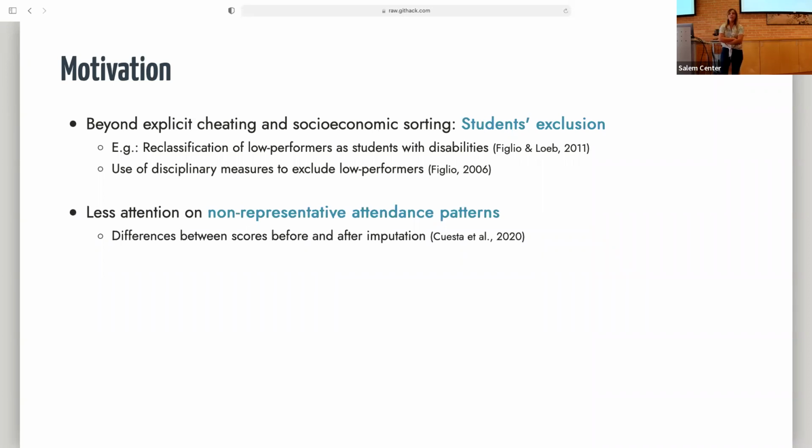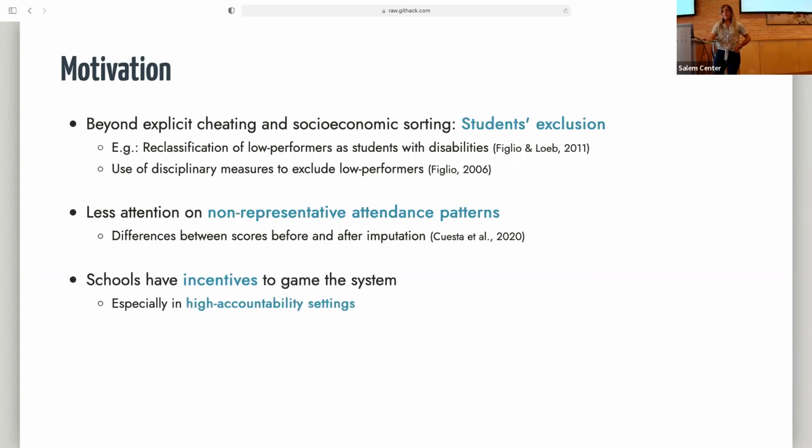But overall, there has been much less attention to how these non-representative attendance patterns actually work in different grades, in different types of schools, right? And whether it's a question of just excluding low performers or something that affects different points in this distribution, right? There's one exception, I would say, which is a paper by Cuesta, Gonzalez, and Larroulet, where they analyze the difference between scores before and after imputation to try to understand the consequences of different sorts of imputation. They show that results could change dramatically, especially in the sense of school choice, when those scores are provided in order for parents to choose, right?